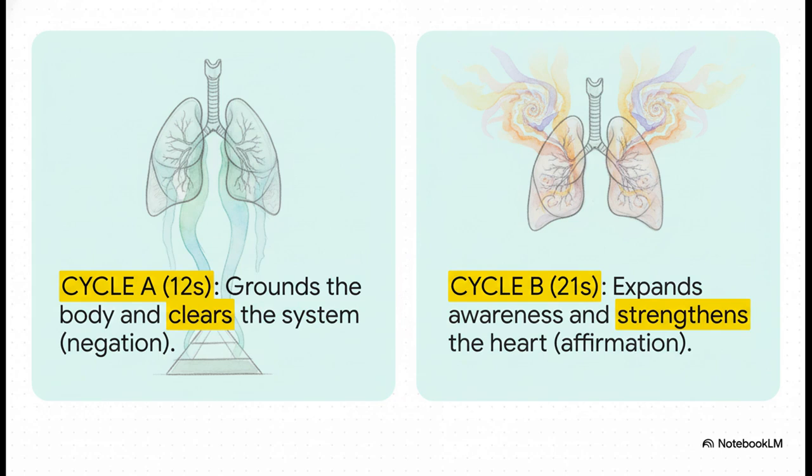And each of these cycles has a totally different job. Cycle A, that shorter one, is for grounding you, for calming your system down. You can kind of think of it as clearing the slate. Meanwhile, cycle B, the longer one, is for expanding your awareness, for building up energy. That's more like making your mark. So you see, one clears, the other builds.